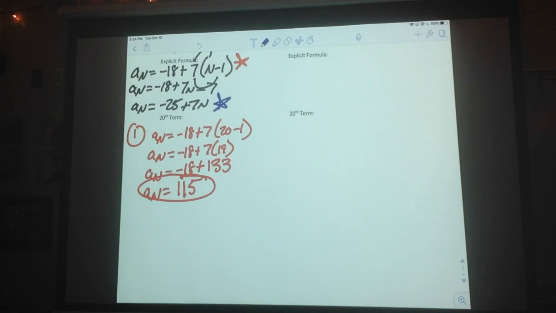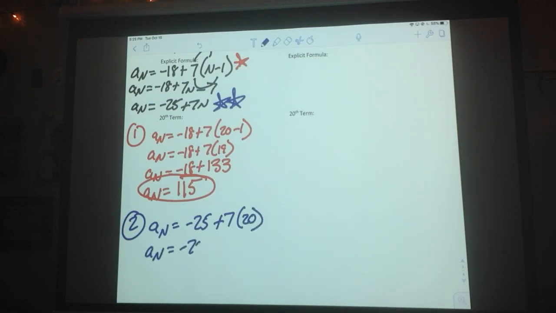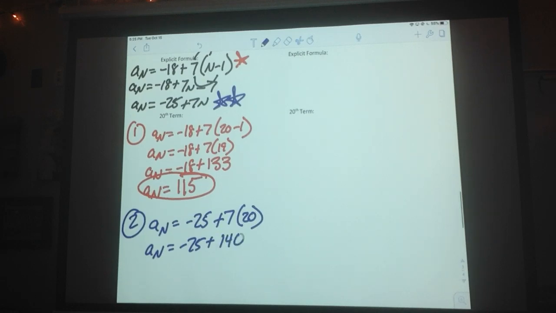So I'm going to go back, and here's the second one, and I'm going to do it in blue. If I'm looking for the 20th term, I could do negative 25 plus 7 times the 20th term, which becomes negative 25 plus, and 7 times 20 is simply 140. And take off 25 of 140, and A of n is equal to 115.